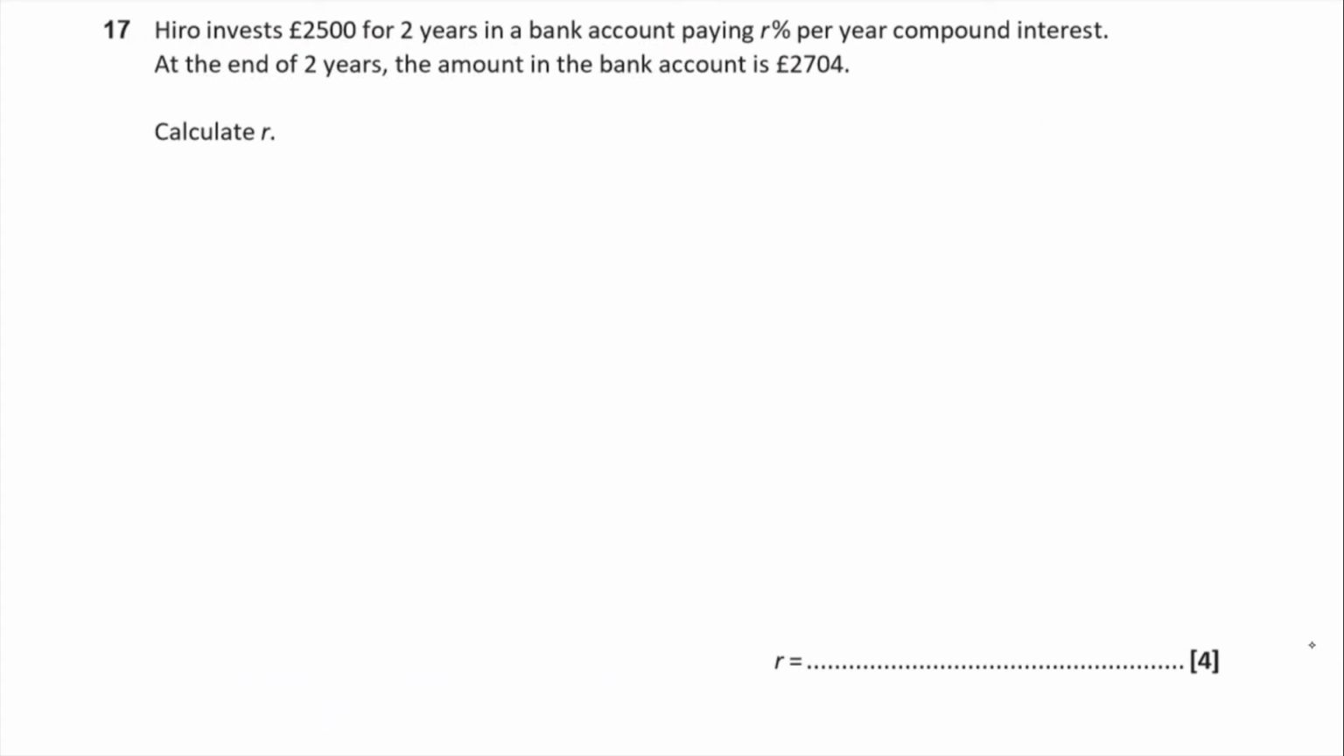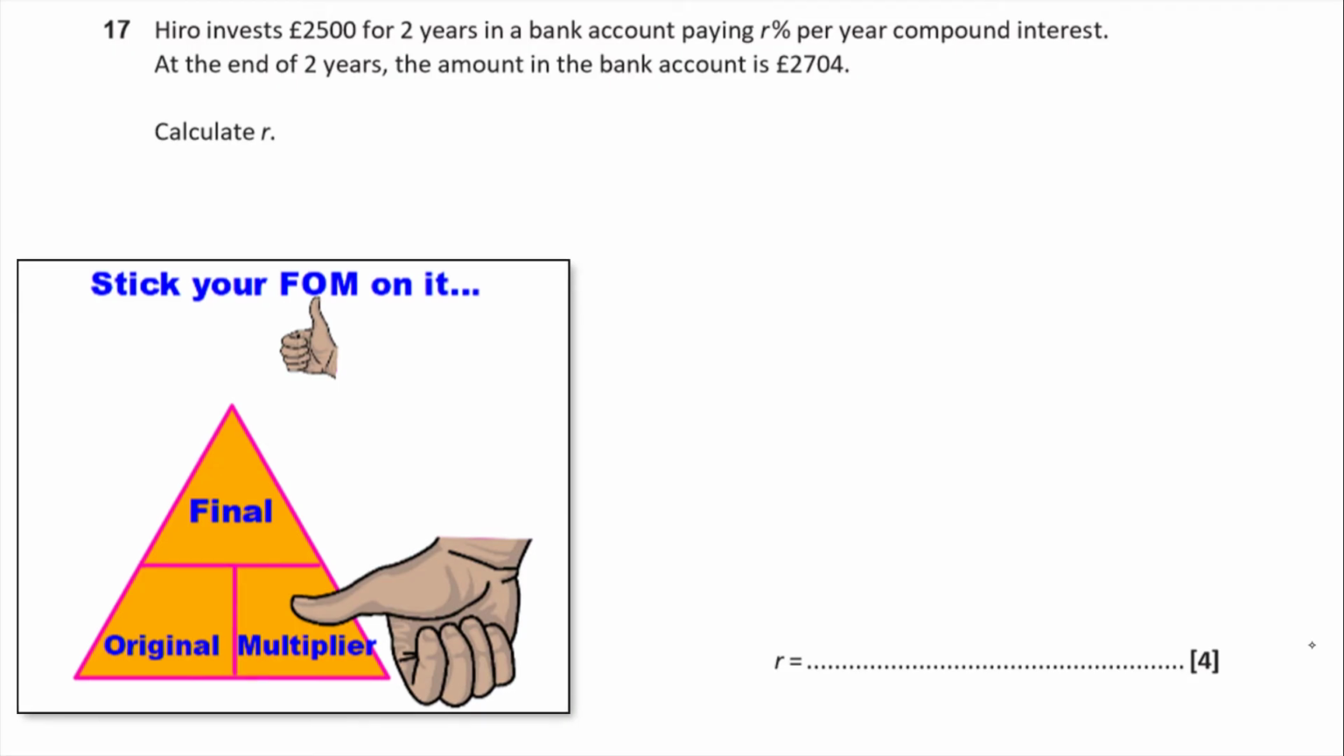Question 17. Hero invests £2,500 for 2 years in a bank account paying R% per year compound interest. At the end of the 2 years, the amount in the bank account is £2,704. Calculate R.